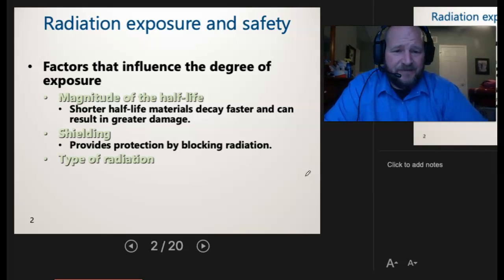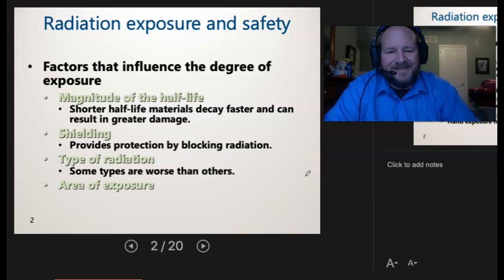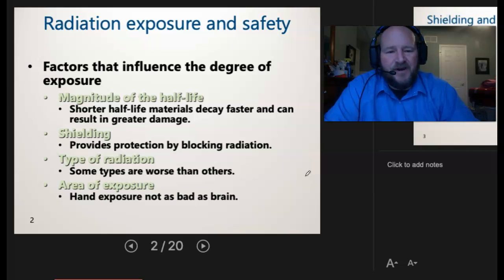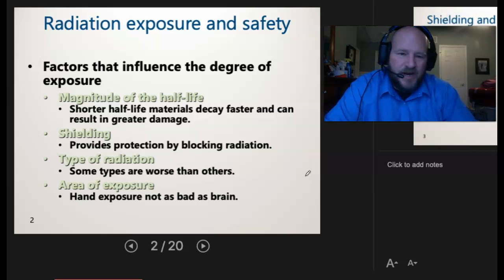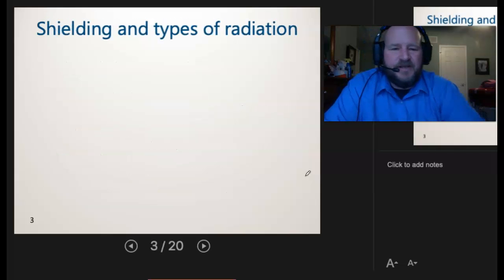And then of course there's the type of radiation. Alpha, beta, gamma, some are worse than others. And last but not least is the area, right? In other words, having your hand exposed versus your brain. A little bit of difference there. So, shielding and the types of radiation.